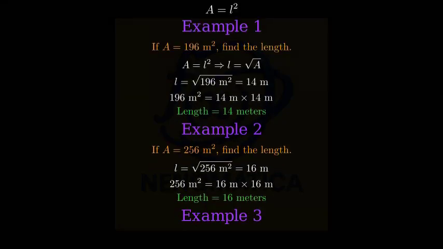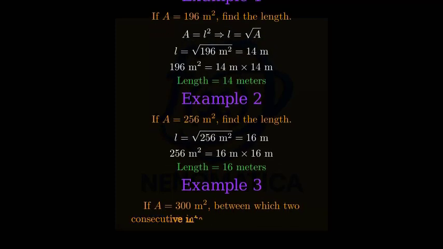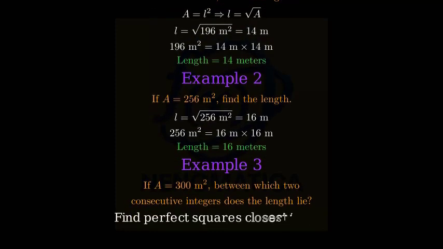Now, let's try a more challenging example. If the area of a piece of land is 300 square meters, between which two consecutive integers does the length of this land lie? This is a bit different, because 300 is not a perfect square. We need to find the square root of 300 and determine which two consecutive integers it lies between.